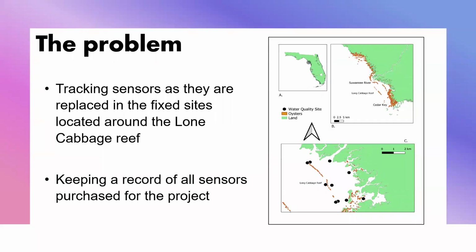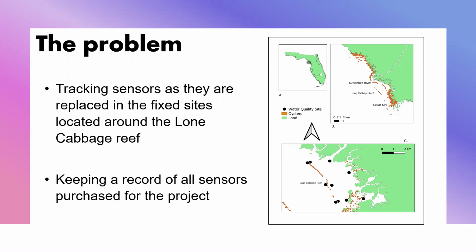So the problem: we have an oyster restoration site that we built to historical elevation levels, and we wanted to measure water quality around the reef near the landward side and the seaward side. We currently have 11 sites out there. I know there's not as many in this picture, but those are new sites. And they record water quality like salinity, temperature, and conductivity once every hour.